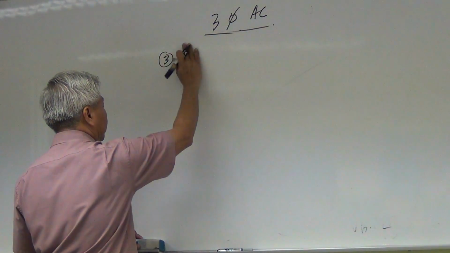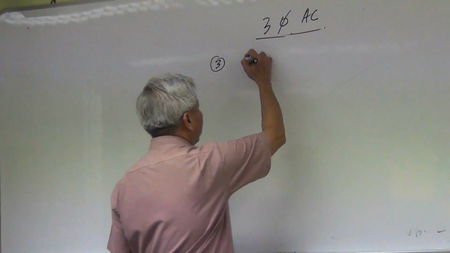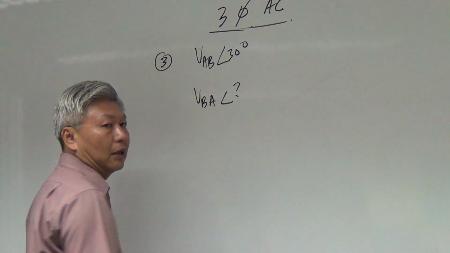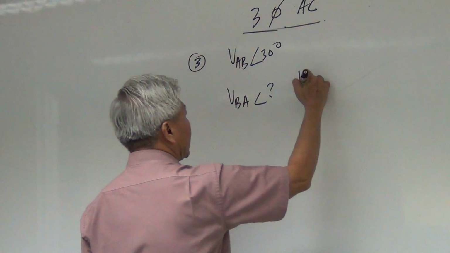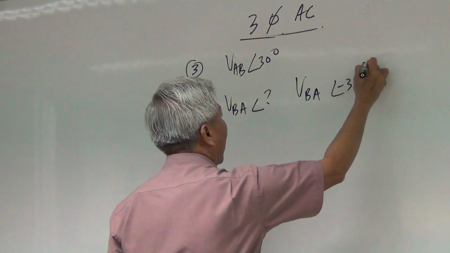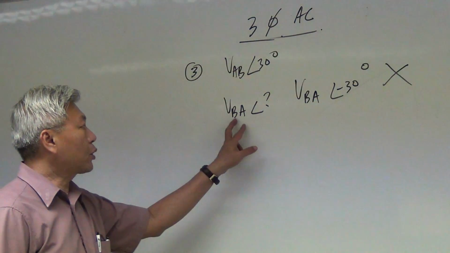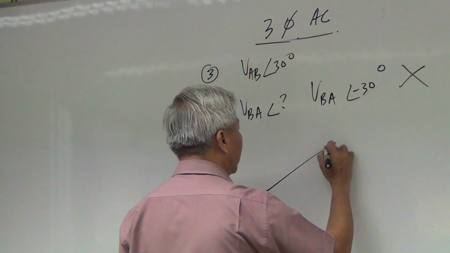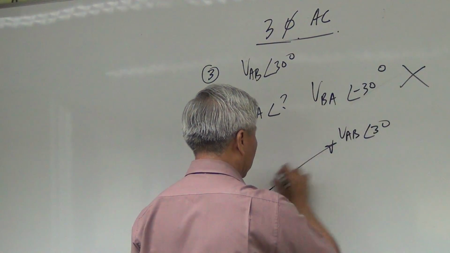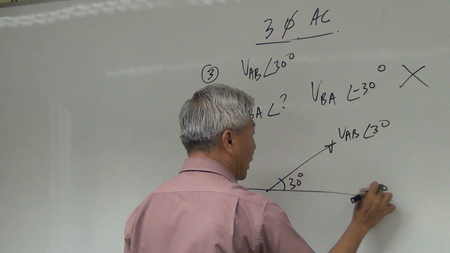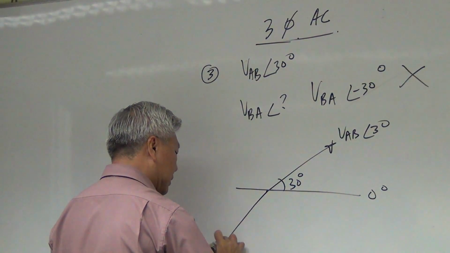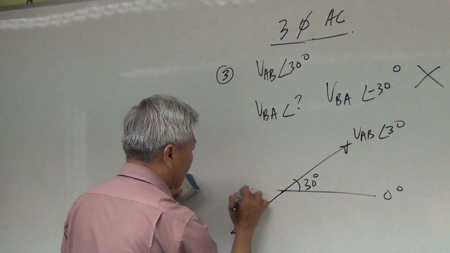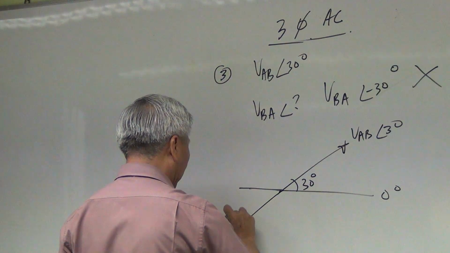Right, third point. If VAB is 30 degree, then I ask you what's VBA? A lot of you will say that VBA is minus 30 degree. That is wrong. When the subscript changes, you find the angle, that is the meaning in phasor diagram. If VAB is 30 degree, that's what it means. Here's the 0 degree, right? VBA is a phasor that's opposite, pointing the other way around. So VAB is like that, so this is VBA.